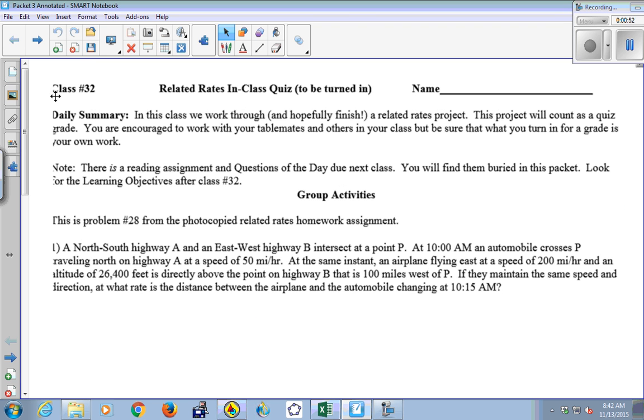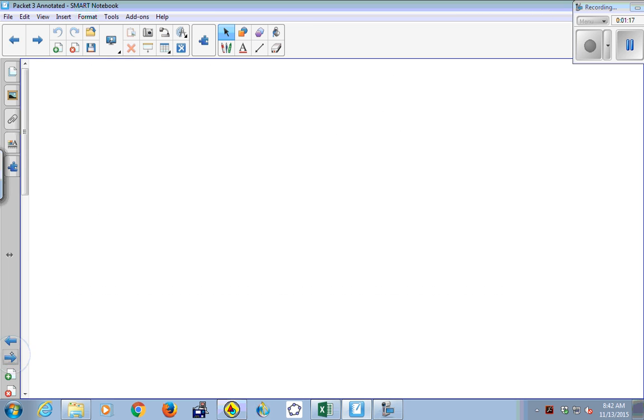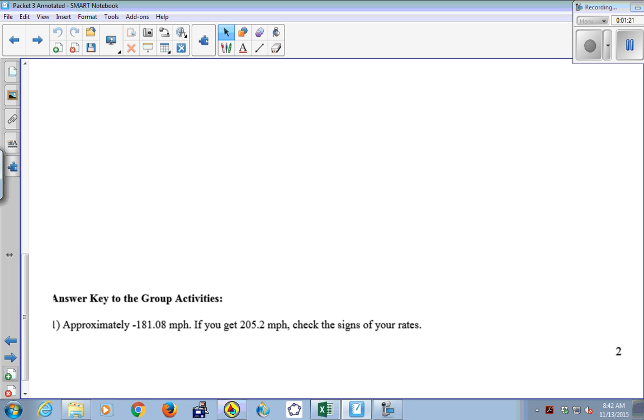Yeah, so the in-class quiz is going to be a group quiz. You can work with your table mates and your classmates. It's one of the problems from the photocopied related rates problems. So you have the problem ahead of time. Feel free to look at it ahead of time before that class if you want to try to set it up ahead of time, get some ideas. It's just one problem, and you also have the answer to the problem at the bottom of the next page.